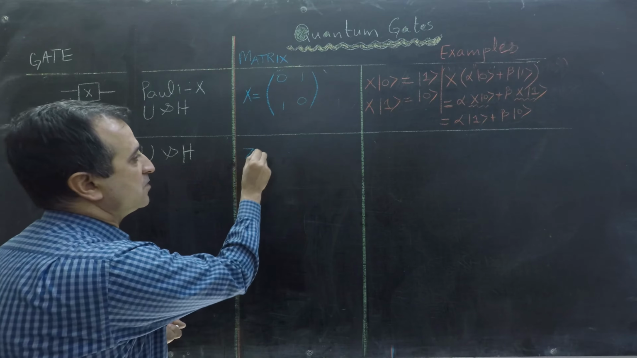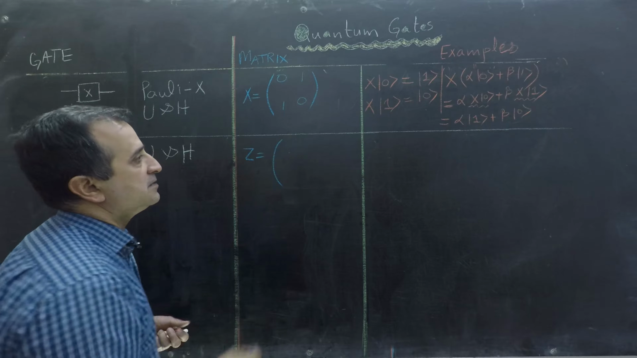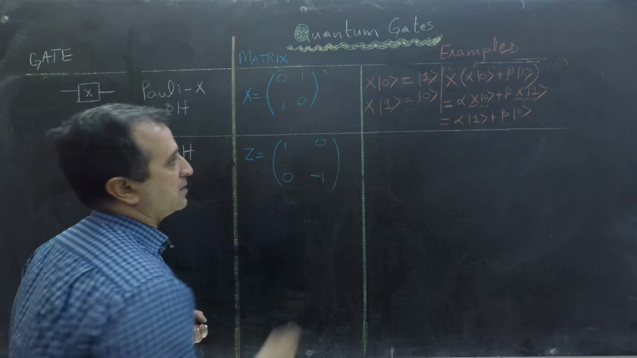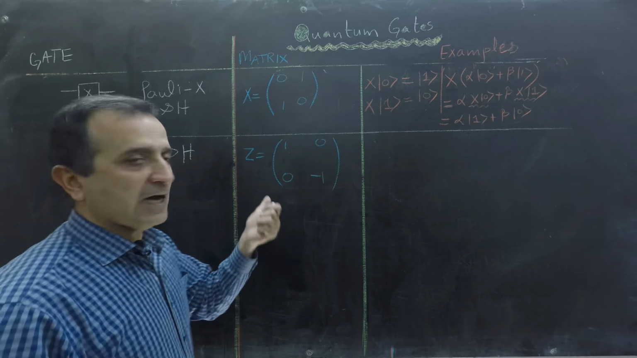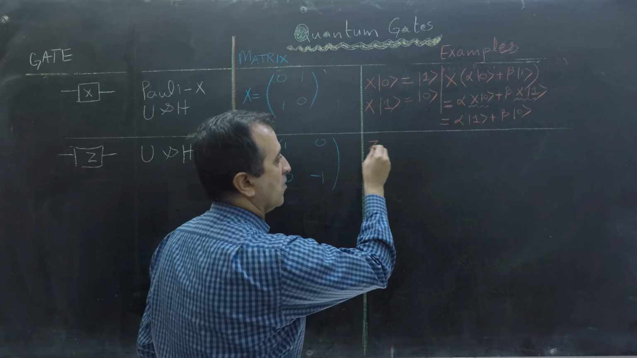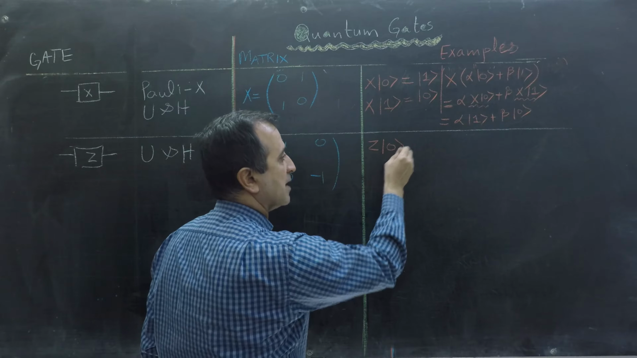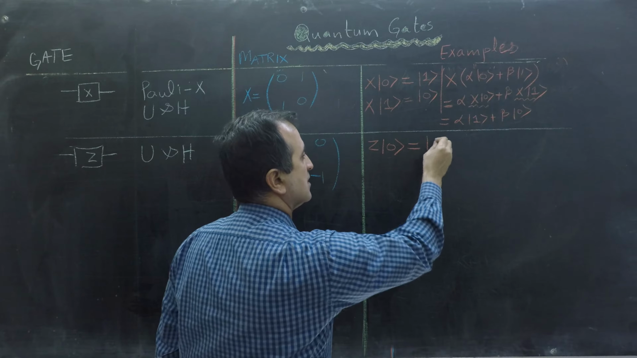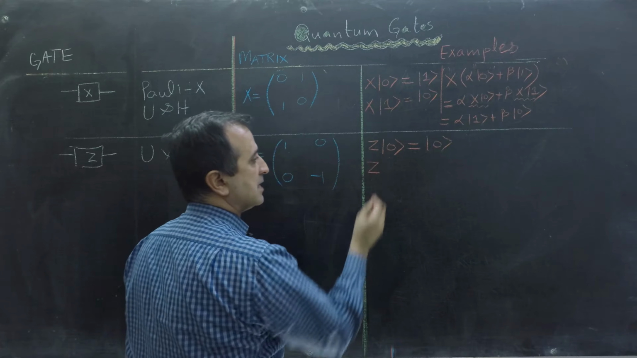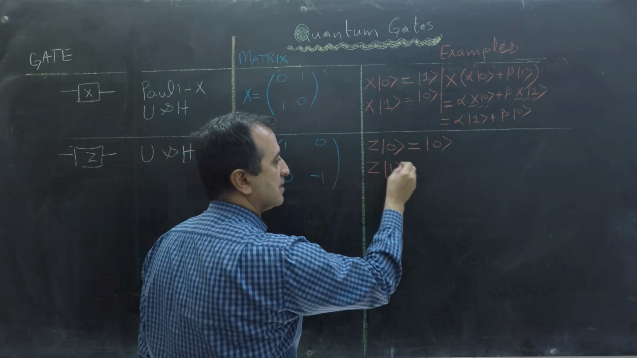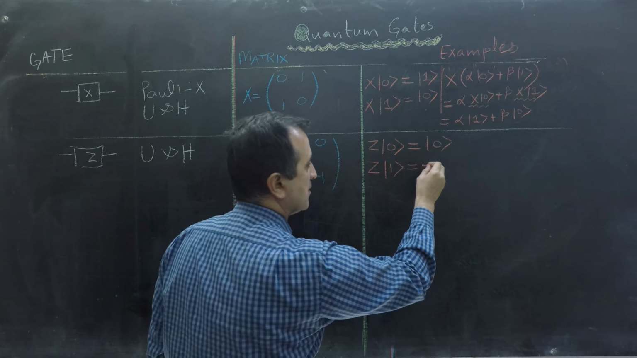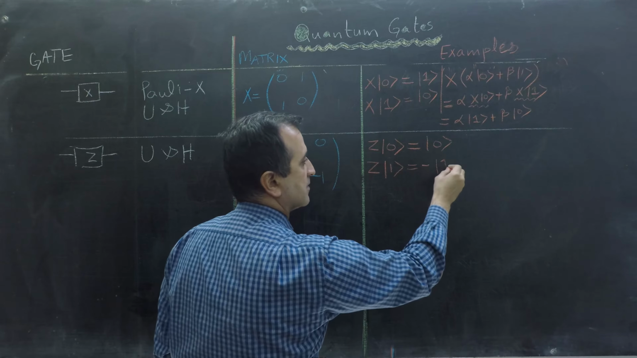Let's write the matrix of the Pauli-Z gate. So the matrix of my Z gate is 1, 0 and 0, minus 1. Now let's see what is the effect of this matrix. So if I apply the Pauli-Z gate on ket 0, my answer remains ket 0. It does not change. And if I apply the Pauli-Z gate on ket 1, then I get a phase. So my answer becomes minus ket 1.